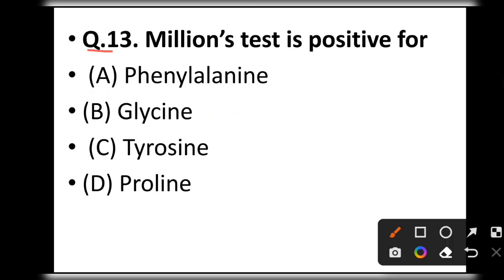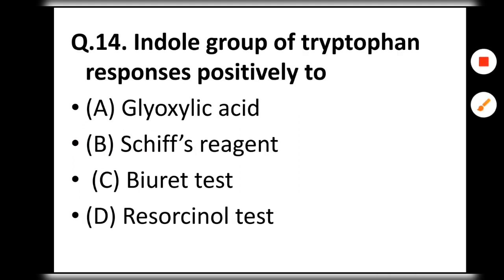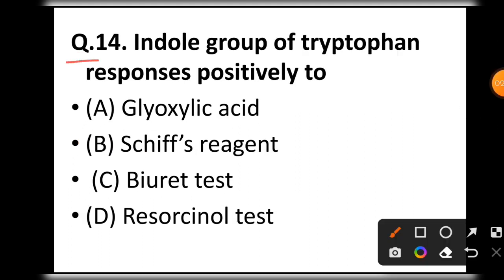Question 13. Millon's test is positive for. Correct answer is option C. Positive for tyrosine. Question 14. Indole group of tryptophan responds positively to. Correct answer is option A. Glyoxylic acid.